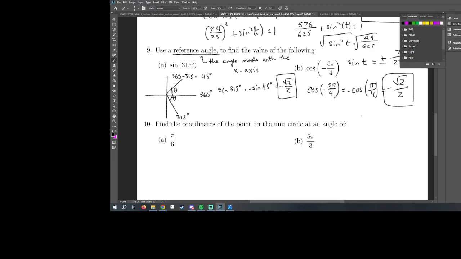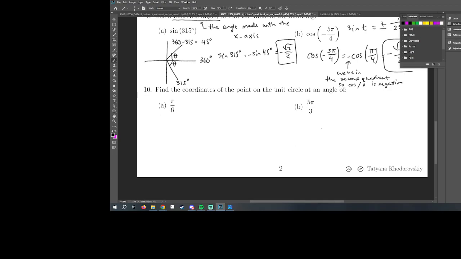Again, this negative isn't coming from here and going to here. It's coming from the fact that we're in the second quadrant. So cosine, which is x, is negative. Remember, cosine is an x value. X values are negative in the second quadrant because we're to the left of the y-axis.